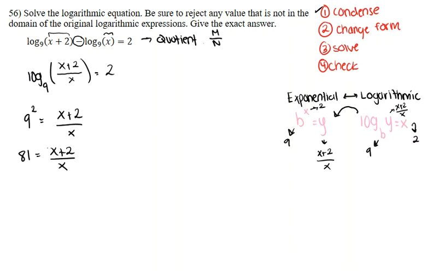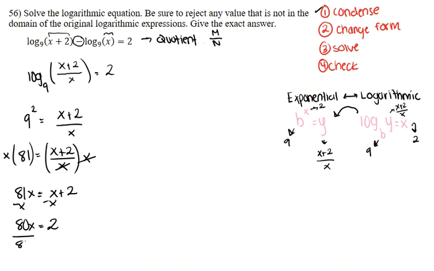We want to get rid of that x in the denominator, so we're going to multiply both sides by x, so we can cancel out the denominator. We're going to be left with 81x is equal to x plus 2. Let's isolate our x. Let's move this x to the left-hand side. That'll get us 80x is equal to 2. Divide both sides by 80, and you will get that x is equal to 1 divided by 40.